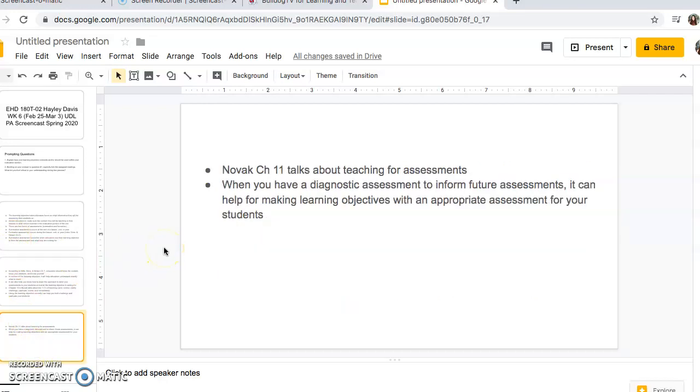And then Novak Chapter 11 talks about teaching for assessments. When you have a diagnostic assessment to inform future assessments, it can help for making a learning objective with an appropriate assessment for your students. So when you're trying to quantify their products, you can see if what you're asking for is appropriate or not for your students.